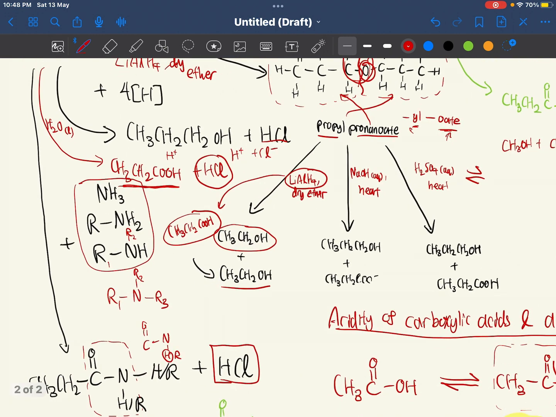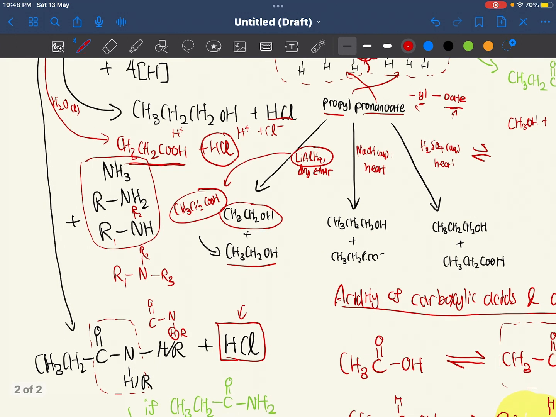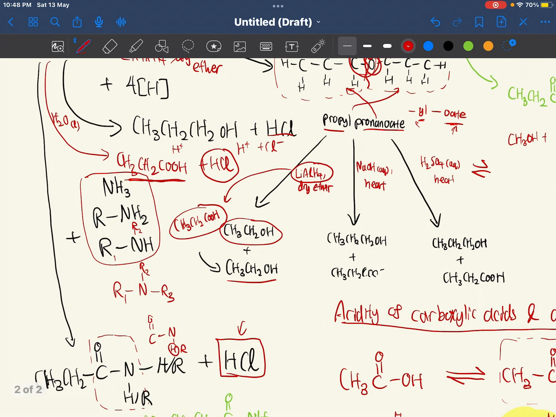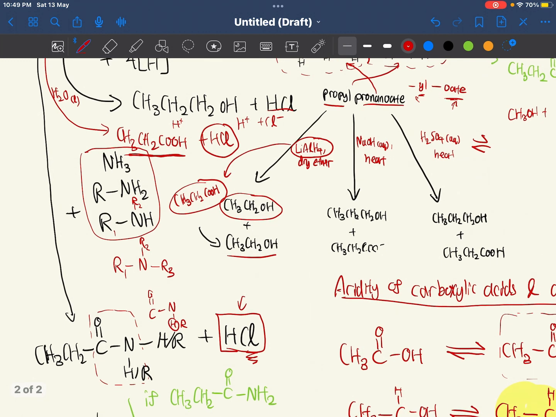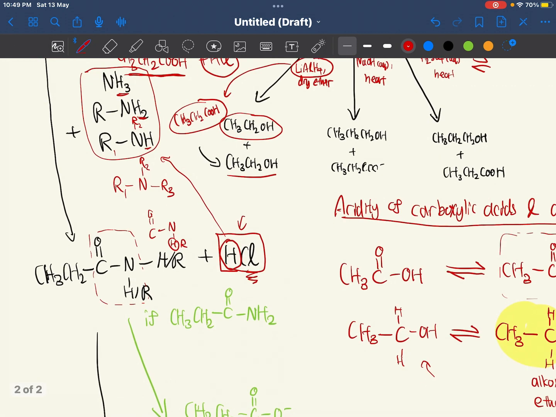Yep, so over here, my HCl is being removed. So the H comes from the nitrogen atom, and the Cl comes from my acyl chloride. Therefore, I must minimally have one H atom on my nitrogen compound that I'm trying to react with this acyl chloride to form my amide. So with NH3, a primary amine or a secondary amine, we form this.